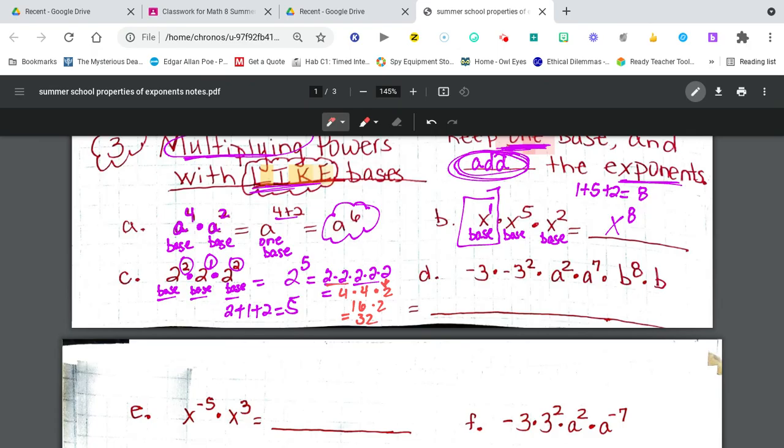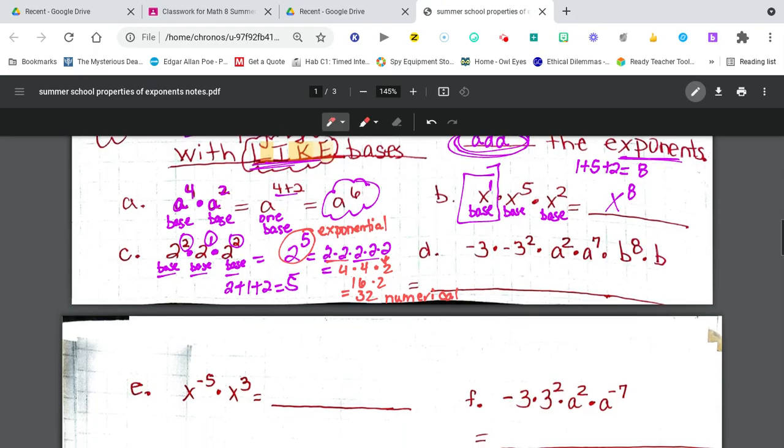So you can leave it as 2 to the 5th power. That's what we call exponential form. Or you can write 32, which is what we call numerical form. Either one is fine with me.